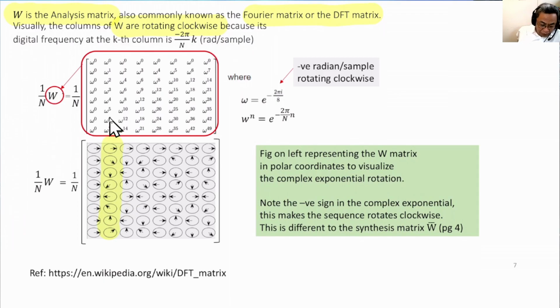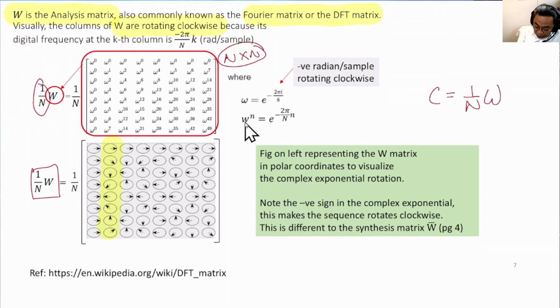Other than that, both W bar and W matrix are square, n by n. And in different books, this constant 1 over n is sometimes placed in W bar and sometimes placed in W. So there's a lot of confusion here. But let's continue with our notation in the analysis, where we are saying C is equal to 1 over n times W of x.